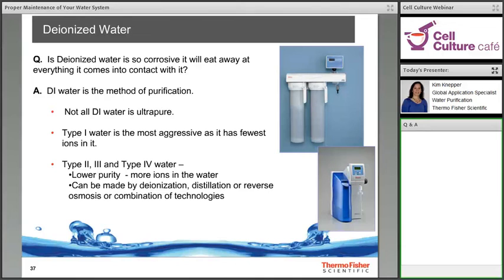But when we talk about deionized water, it is a method of purification. And not all DI water is ultrapure type 1. Some DI water is actually the same quality as distilled. So there are different levels of purity that can be achieved by deionization. And the lower the purity, the more ions in the water, and therefore the less aggressive it will be on the lab equipment. So ASTM type 2, type 3, and type 4 water can be made by deionization, distillation, reverse osmosis, or even a combination of those purification methods.